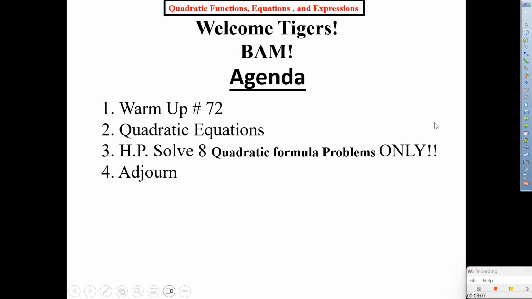Copy the agenda, warm-up number 72, quadratic equations. And today we're wrapping this up by solving 8 quadratic formula problems for home plate only. Notice here the word only. Okay? So copy that, and once again, if you haven't turned in your home plate, make sure you do that on Canvas, and then get a Cornell note going, please.